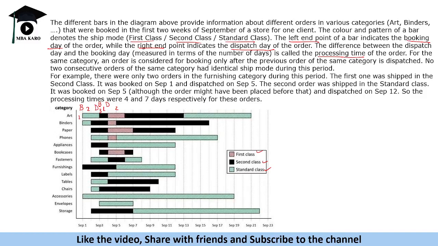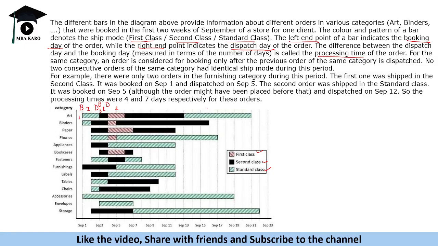Okay, and for the same category, the order is considered for booking only after the previous order of the same category is dispatched. So that means there is no overlap. Okay, no two consecutive orders of the same category had identical ship mode during this period. That seems to be irrelevant because they have already shown it through the different graphs.